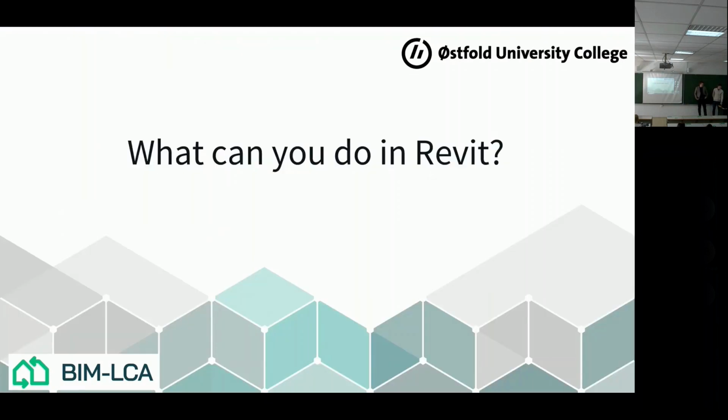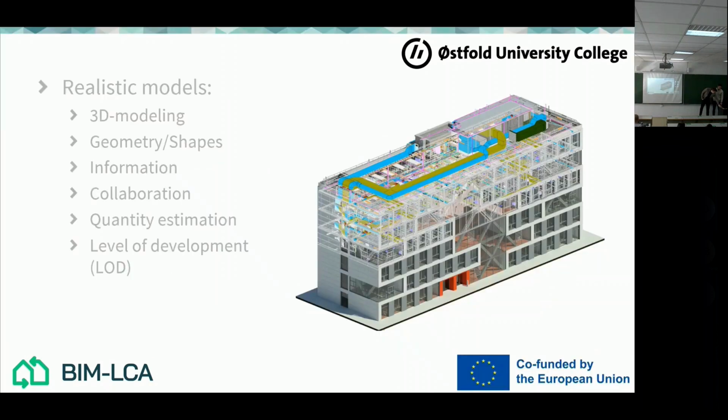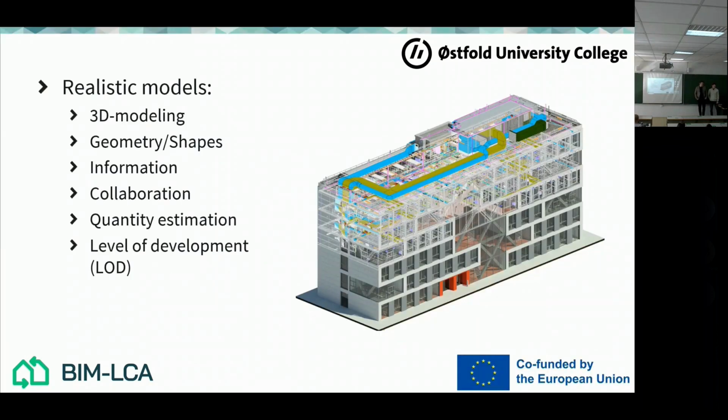So what can you do in Revit? What you can do is get a realistic model of what you are planning to design and build. So you get a 3D modeling of the structure, and of course, the geometry shapes. Revit loves straight edges. So when you're just modeling straight edges, such as this example shown in the picture, it's very good. But you can also model different shapes using different tools in Revit. So just so you know that.